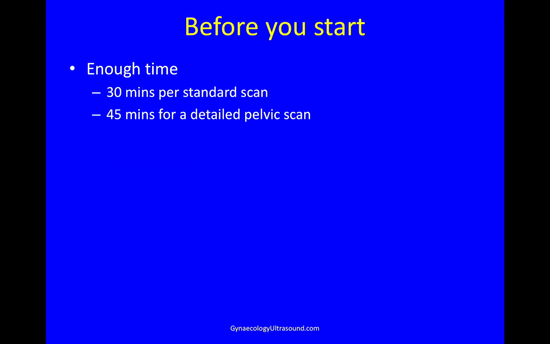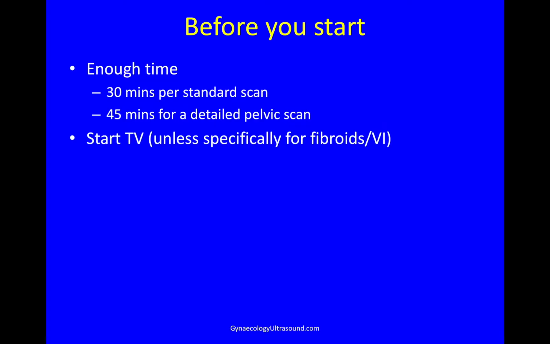So before you start your scan, you need to have enough time to do the scan. 30 minutes for a standard scan is a good amount of time, 45 minutes for a detailed pelvic scan, as I'm going to describe to you. You would start the scan transvaginally, unless you're specifically looking for fibroids or the patient is potentially virgo intacta. And you start the scan with the patient having an empty bladder and no bowel prep.